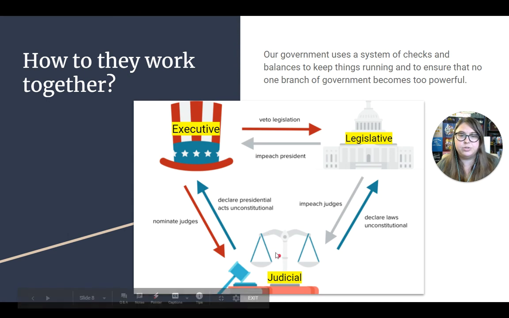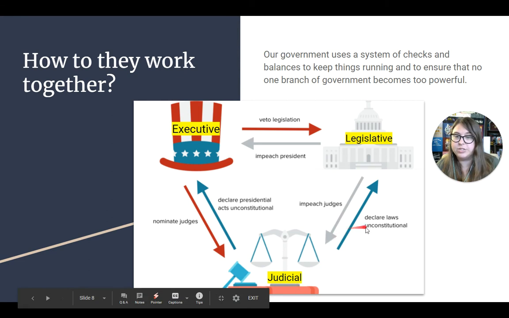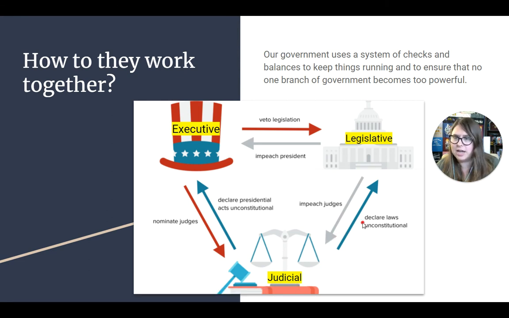So let's look at the judicial branch here for a minute. The judicial branch has the power to declare a law unconstitutional. That's their check on the legislative branch. If that legislative branch makes that rule that says everyone has to own a monkey, and somehow the president okays it, it's the job of the judicial branch to say, hey, no, that law does not match the Constitution of the United States, so we're not going to keep it. They're going to declare that law unconstitutional.